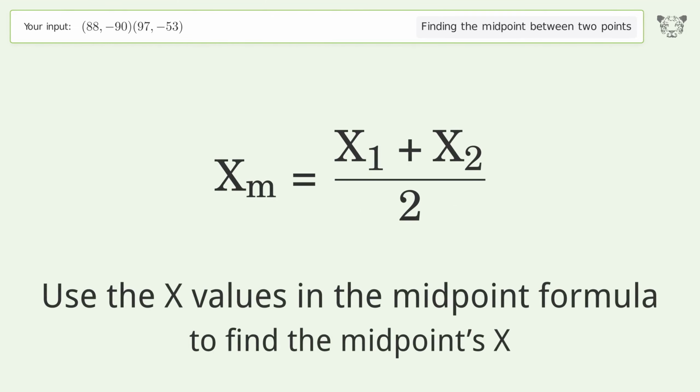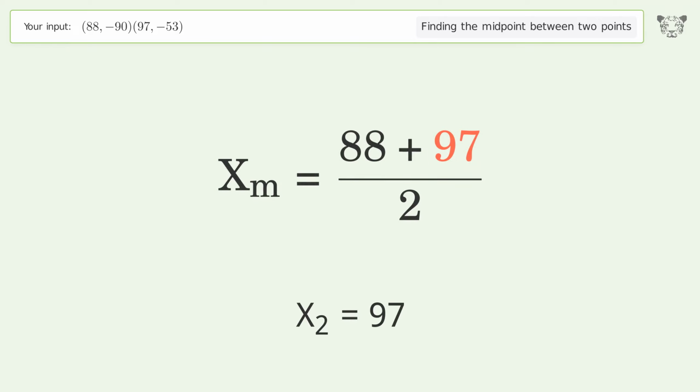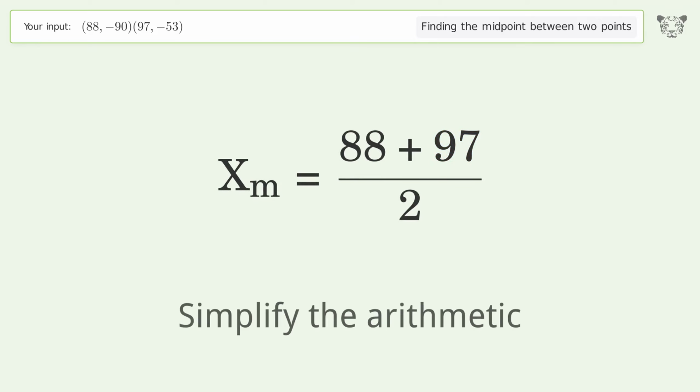Use the x values in the midpoint formula to find the midpoint's x. x1 equals 88. x2 equals 97. Simplify the arithmetic.